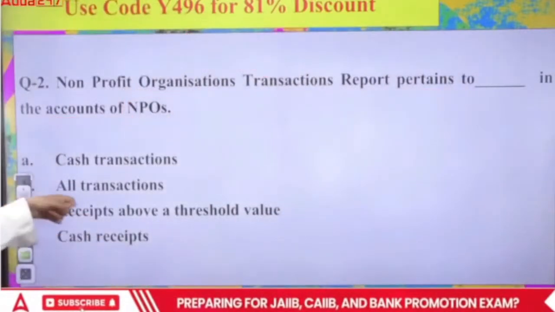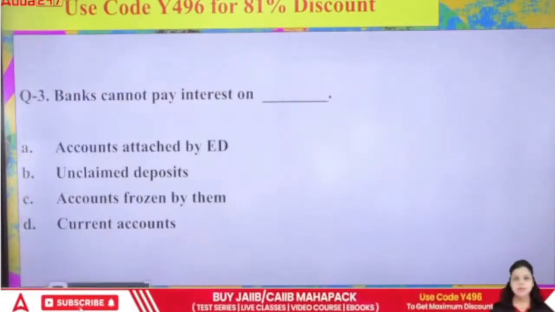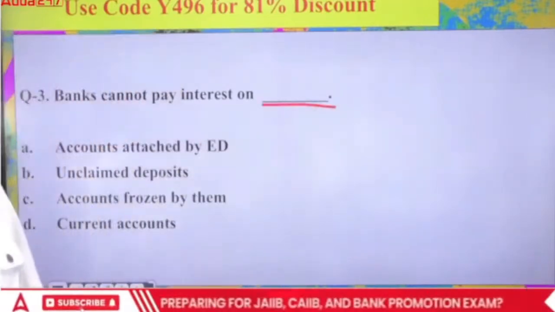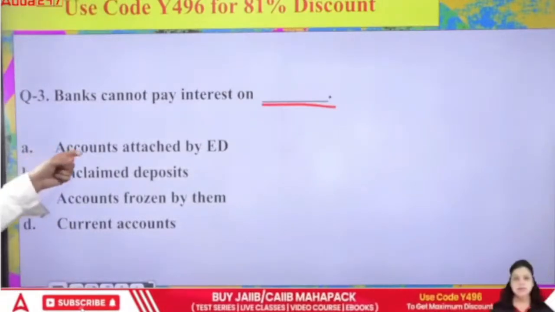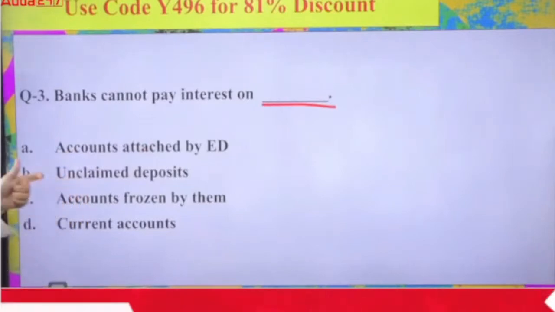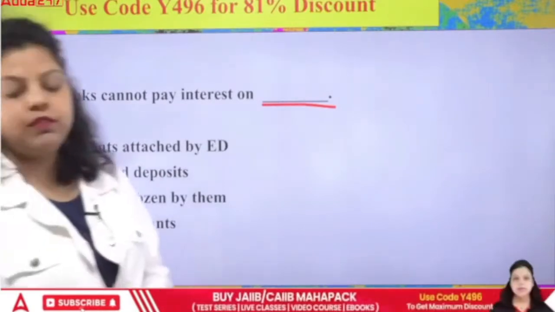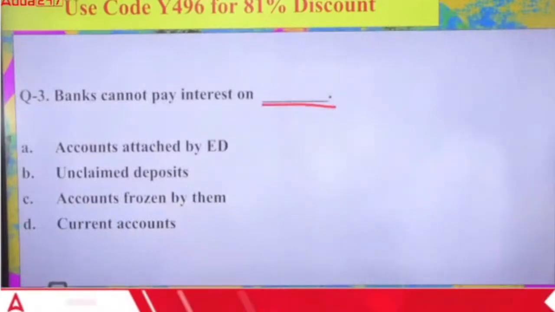Now, the third question is talking about what banks cannot pay. Banks cannot pay interest on dash. In which type of account are banks not allowed to pay interest to the customer? First is accounts attached by the ED. Second is unclaimed deposit. Third is accounts frozen by them. Fourth is current account. So what do you think? Which of the following is the account in which banks are not allowed to pay interest to the customer? A, B, C, or D?